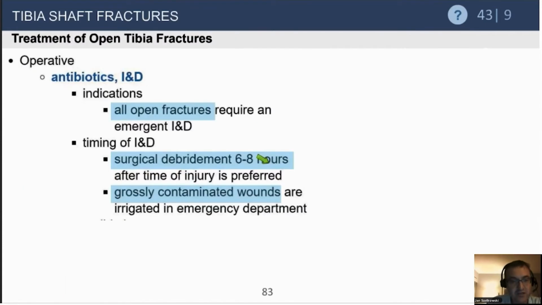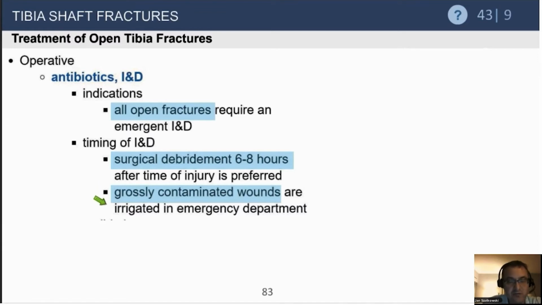All right, so as we go forward here, once again, for operative treatment of open tibial shaft fractures, think emergent I&D, or I like to think about emergent debridement and irrigation. You want to debride the fracture, and you want to do it systematically: skin, subcutaneous tissue, muscle, bone, and so forth, and then irrigate once you're doing that. Some people say surgical debridement after 6 to 8 hours is preferred. Many sites have shown, once again, that the key is early antibiotics. So even waiting until the next day is many times very satisfactory. Grossly contaminated wounds are irrigated in the emergency department.